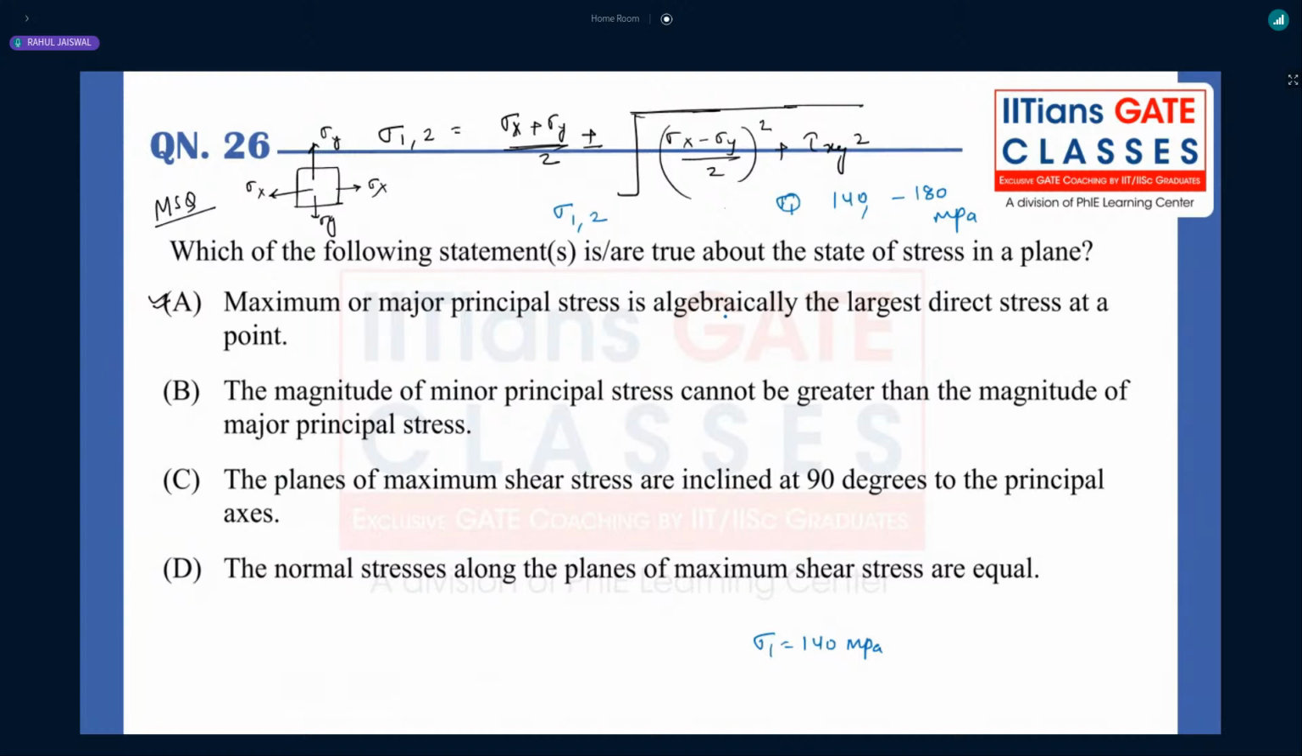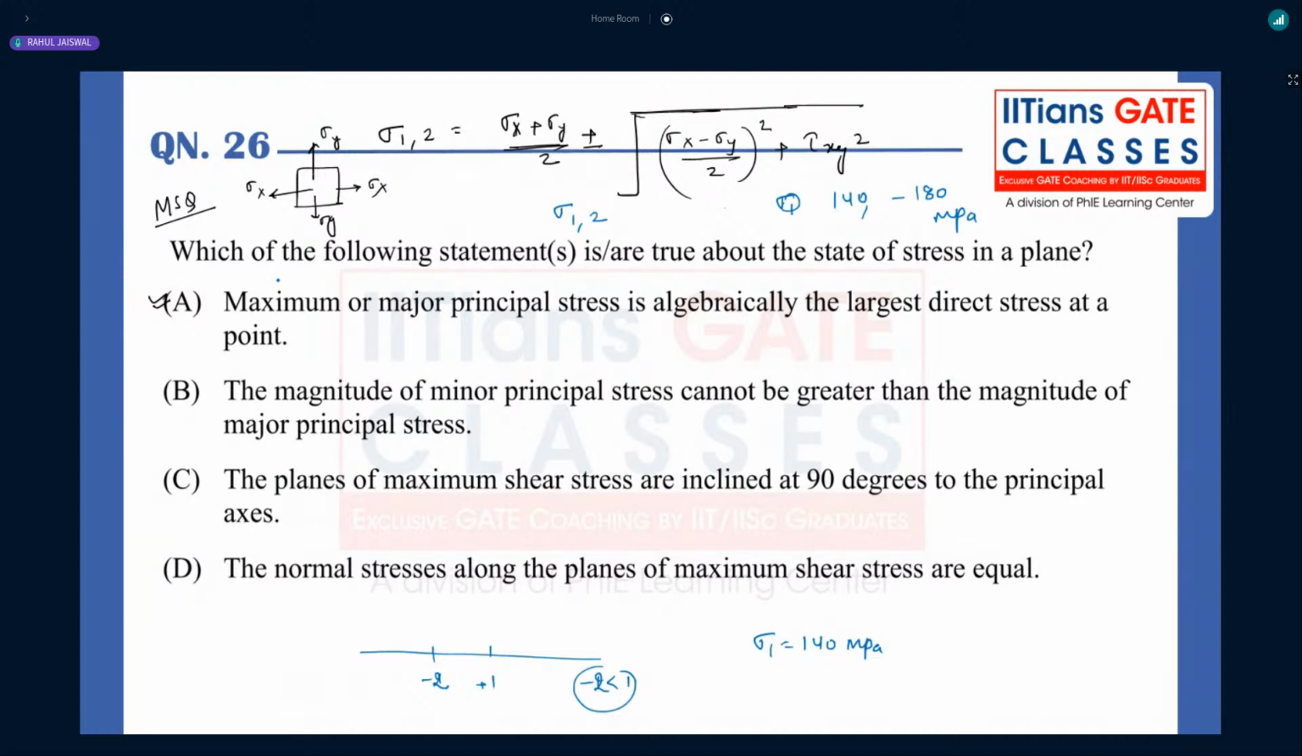Algebraically means we have to see mathematically, because on a scale you see plus 1 and minus 1. According to mathematics, minus 1 is less than 1. Or I can take the example of minus 2. Minus 2 is less than 1, mathematically, algebraically. So we have to define the principal stress on the basis of that. All these things are given properly in the Gere book. So statement A is correct.